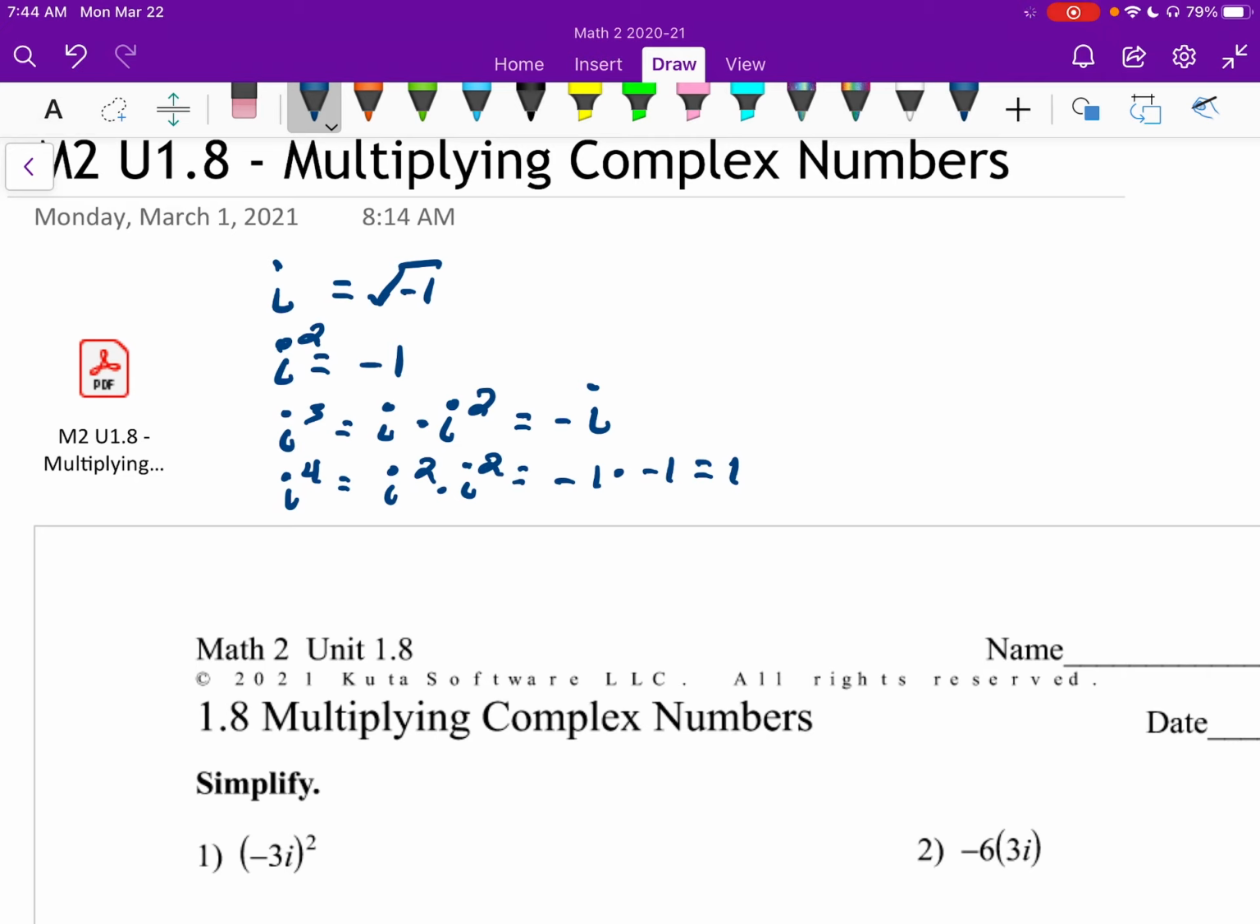All right. I think that's all that we're going to need to know from this. We're going to need to know that i is root -1. i squared is -1. i cubed is -i, and i to the fourth is 1. We're going to need to know those for this paper.